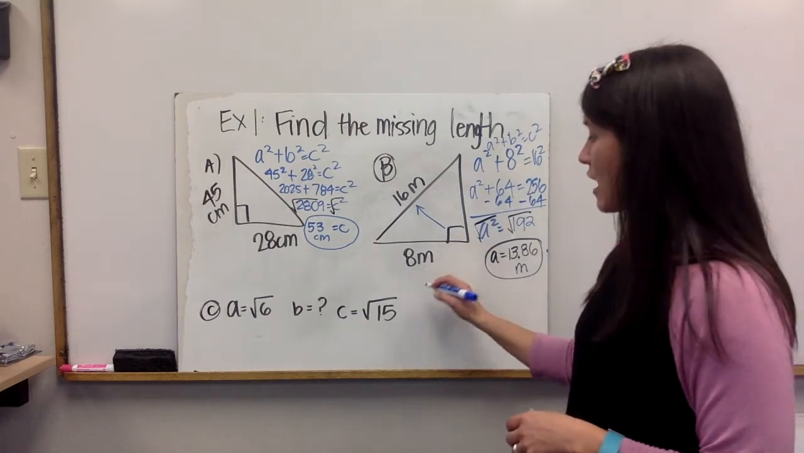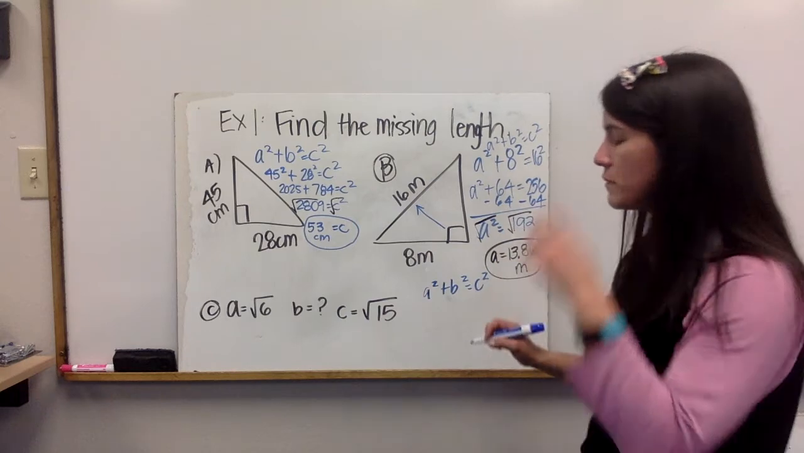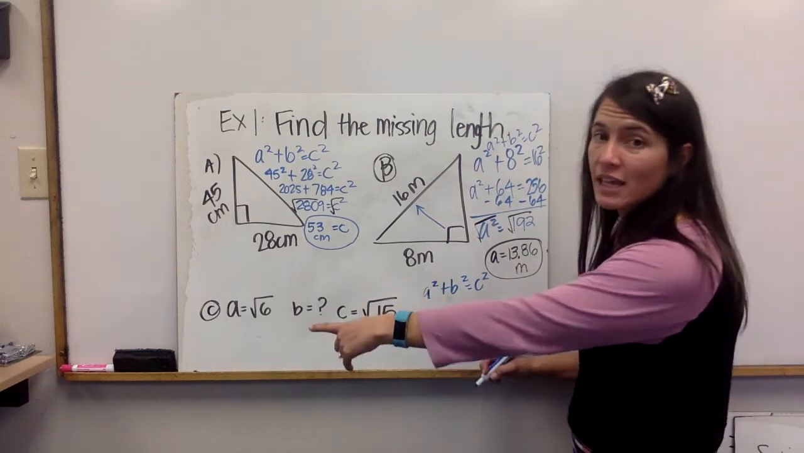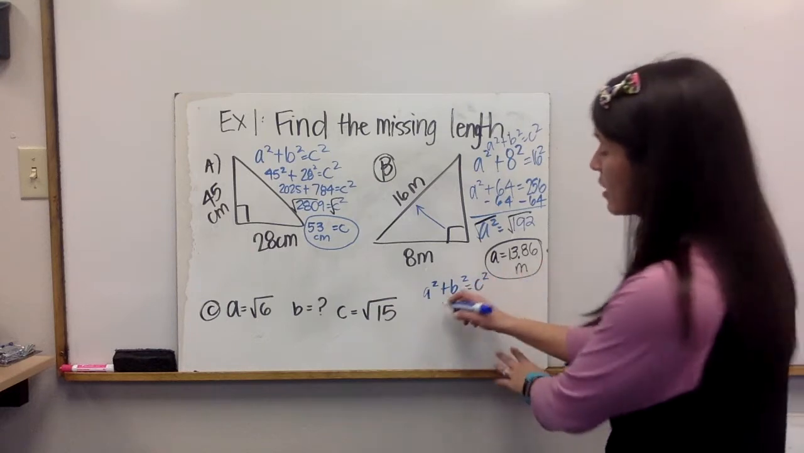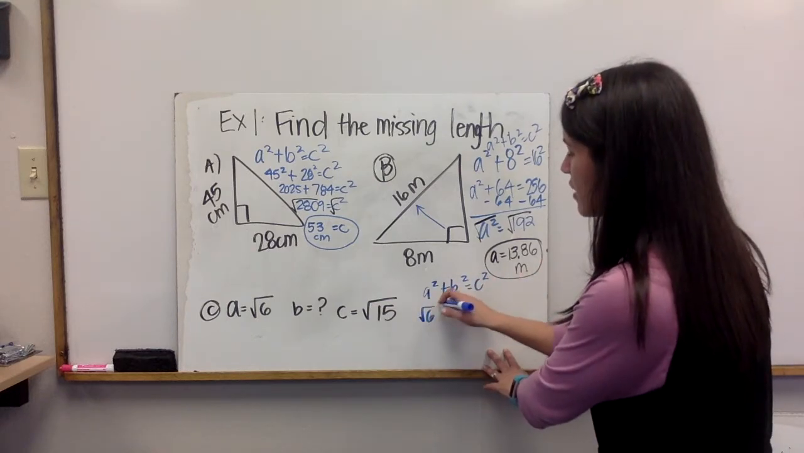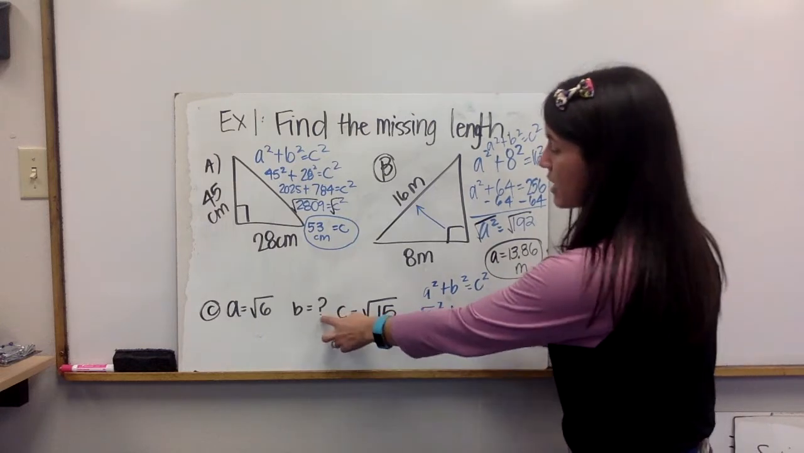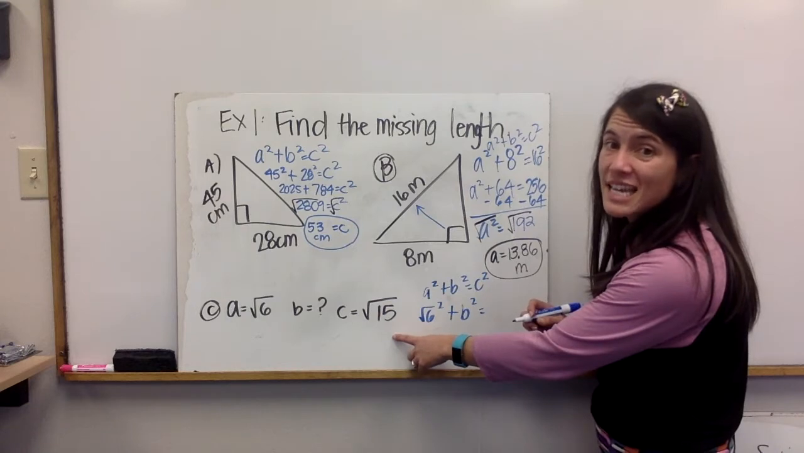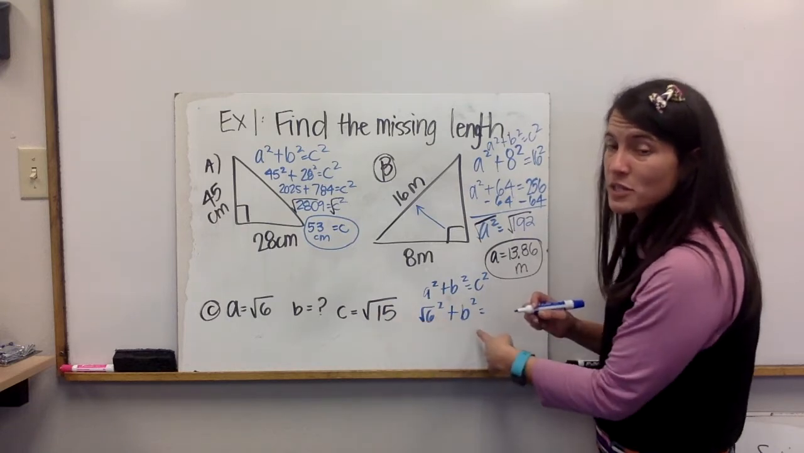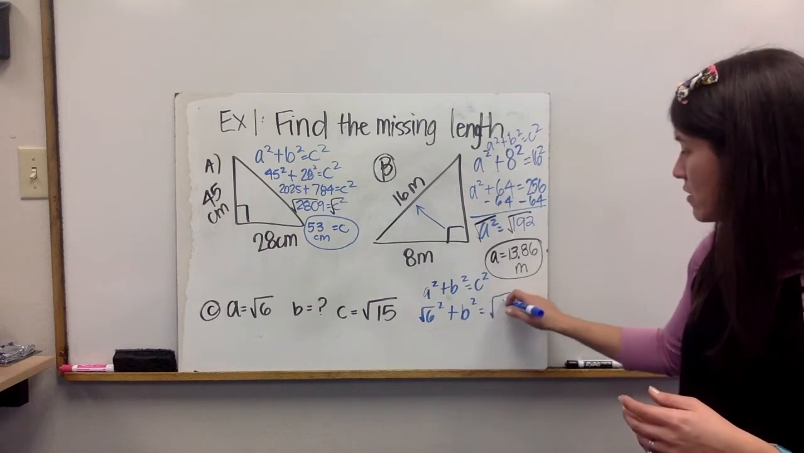Again, let's start with the Pythagorean Theorem. A squared plus B squared equals C squared. In example C, I gave you A, and A was the square root of 6. So it's going to kind of seem weird, but you're going to substitute in the square root of 6 squared. Plus B, we don't know, so we're going to bring over B squared. C is the square root of 15, so when you substitute it in, it becomes the square root of 15 squared.